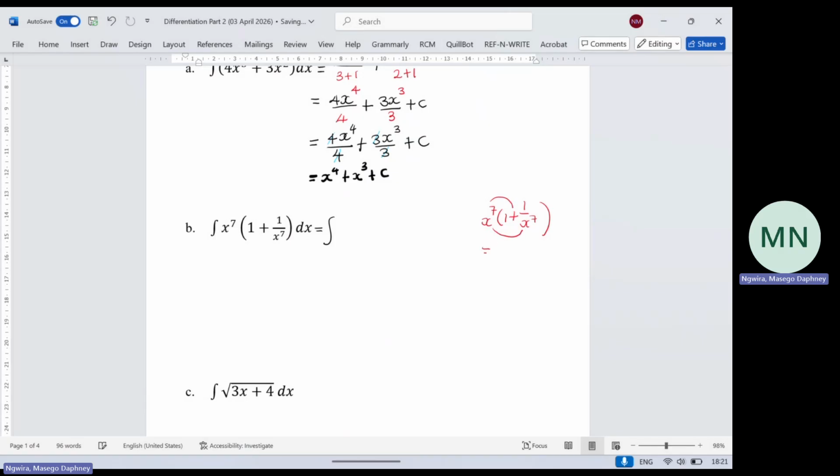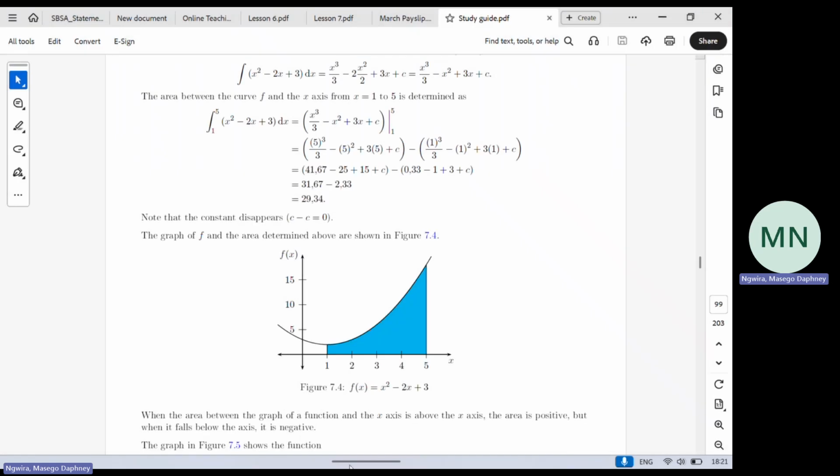So we are going to have x to the power of 7 times 1 is going to be x to the power of 7. Then plus x to the power of 7 times 1 over x to the power of 7 is going to be x to the power of 7 over x to the power of 7. So a number divided by itself is 1. So when these two cancel, they give you 1. When we cancel, we don't get 0, but we get 1. Please understand that. When we cancel, we don't get 0, we get 1. Okay.